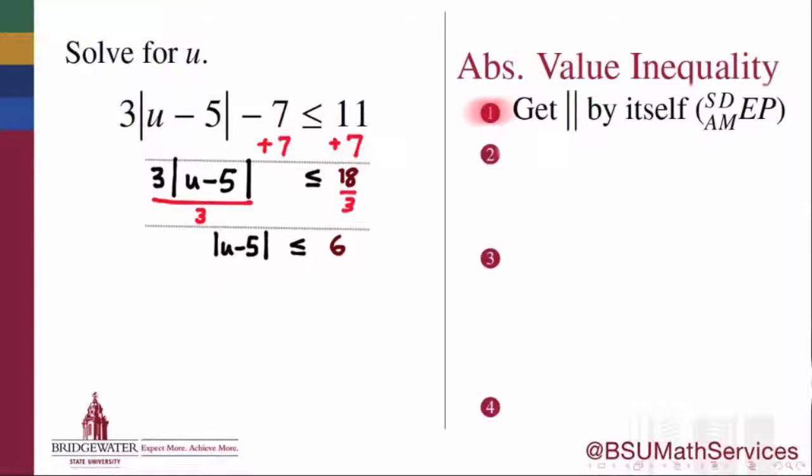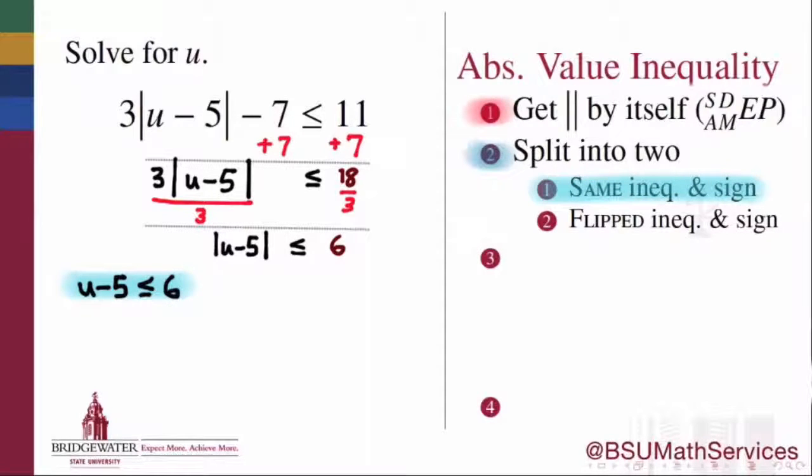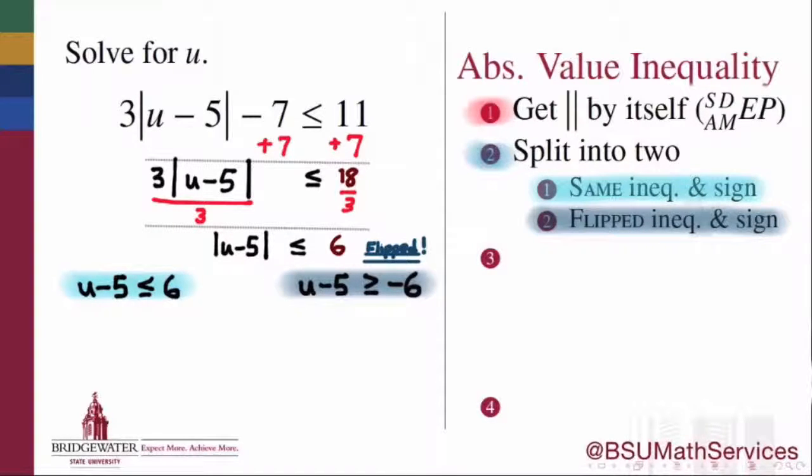Now that the absolute value quantity is by itself on one side of this inequality, the next step is to split the inequality into two separate pieces. The first piece takes away the absolute value symbols but changes nothing else. So our first piece will just be u minus 5 is less than or equal to 6. The second inequality preserves the u minus 5 on the left-hand side, but flips both the sense of the inequality and the sign of the other side. So our second piece is u minus 5 is greater than or equal to -6.